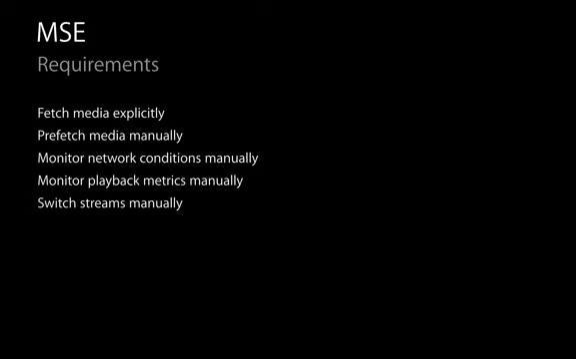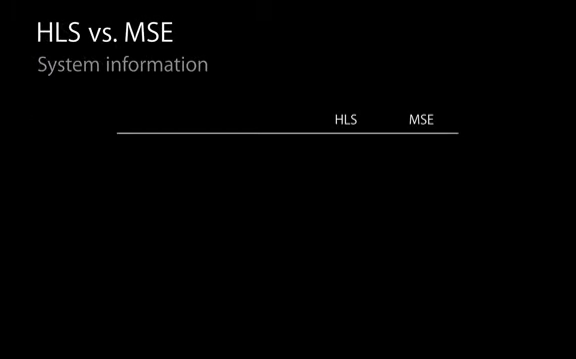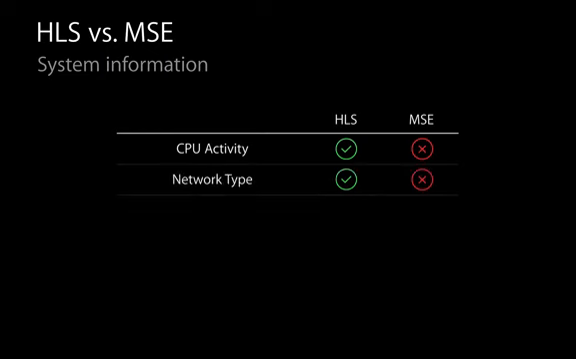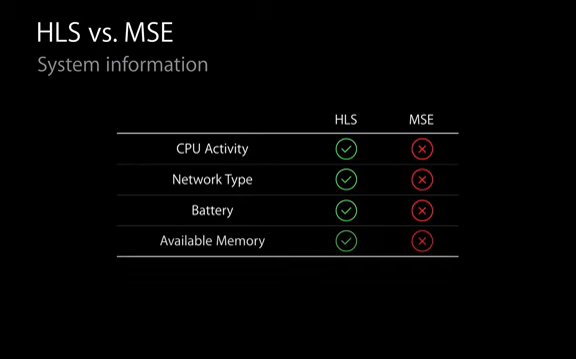And you have to do all of this without detailed information about the current state of the device. Whereas with HLS, it can use its detailed view over the device's current state to make better adaptation decisions. So for example, HLS knows what other processes might be running on the device. It knows whether the device is on a metered cellular connection or on Wi-Fi. HLS is aware of the current battery conditions of the device, and it knows about the current memory pressure the system is under.